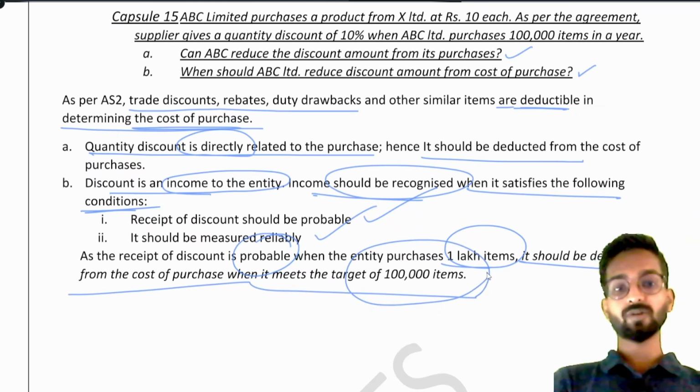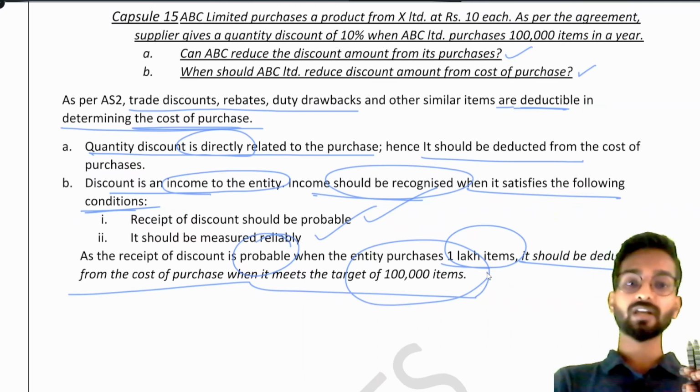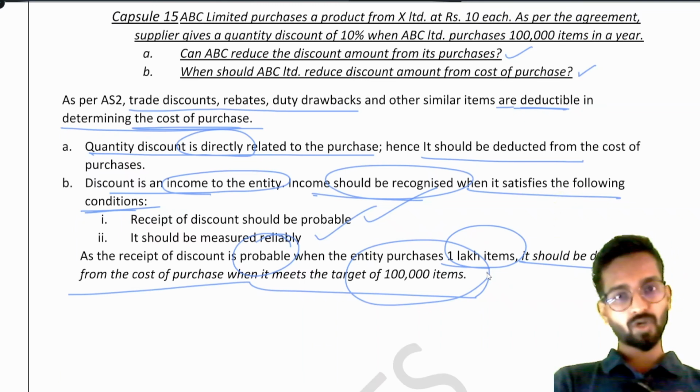In the year, whenever you are meeting the target of 1 lakh, that time you can recognize or you can say you can reduce the amount of discount from your cost of purchase.